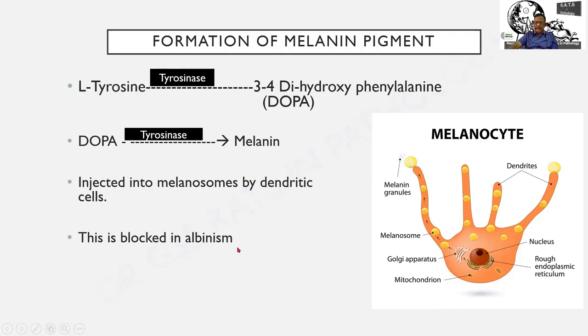We shall be seeing this. So what happens over here? If there is no enzyme tyrosinase, there is no DOPA and there is no melanin pigment at all. As a result of which the patient will be parch white in color, and that is called albinism.